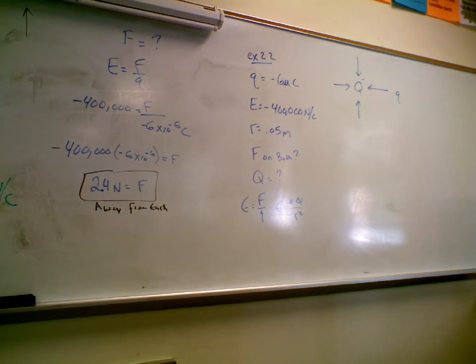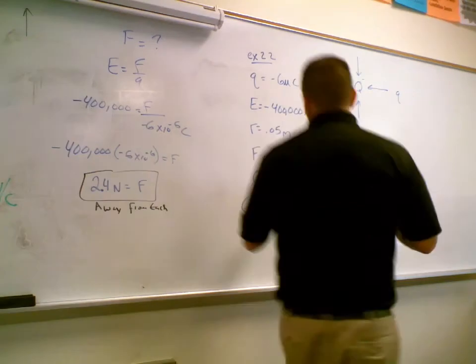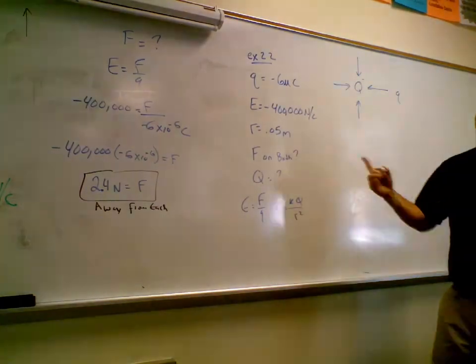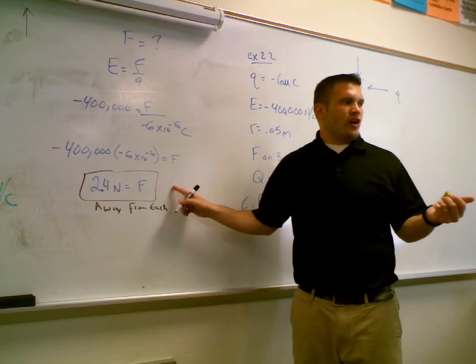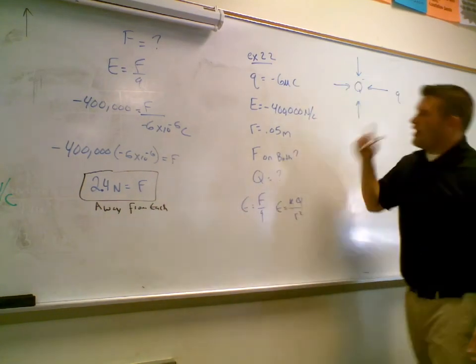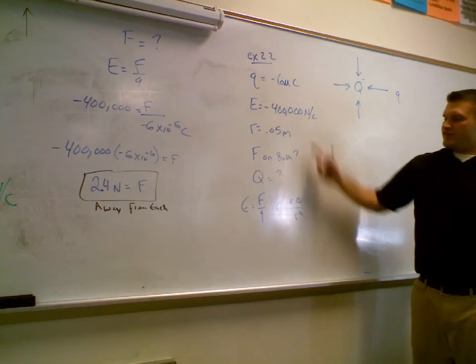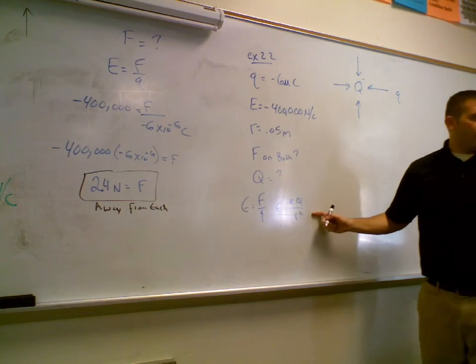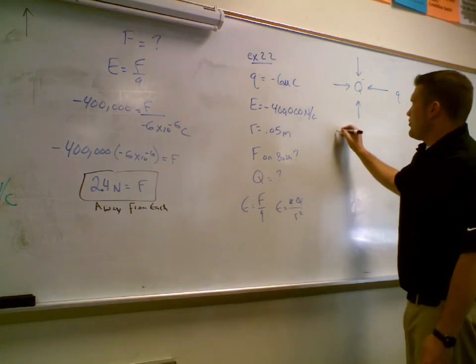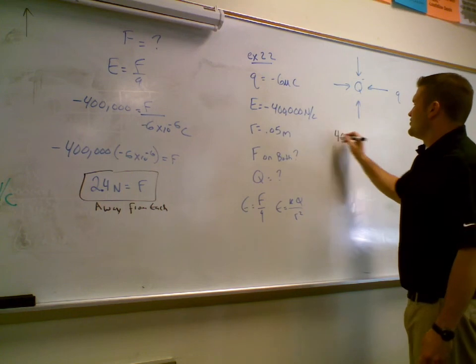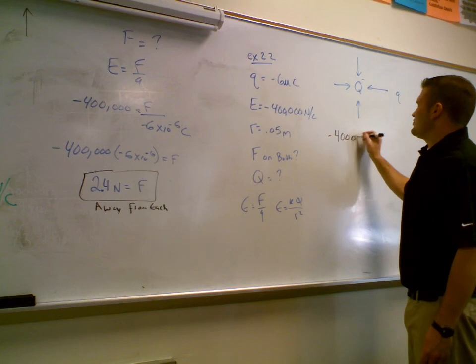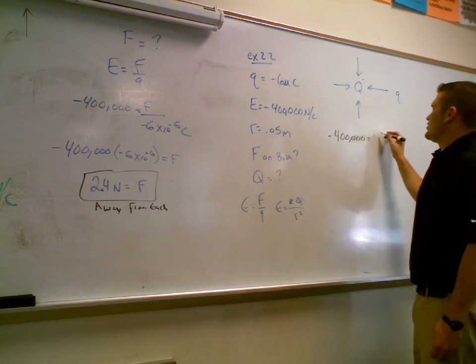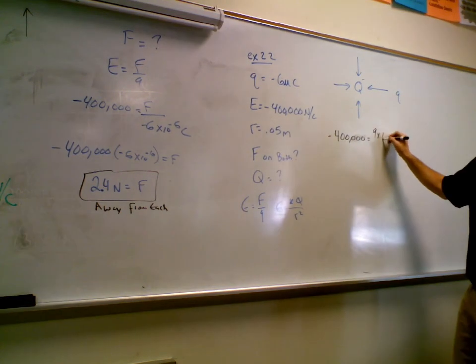Any questions? No. Alright, now the second part, we gotta figure out what big Q is. There's a couple ways. I can take this force and use Coulomb's law, KQq over R squared, and figure it out. Or I can take this electric field and use E equals KQ over R squared and figure it out that way. I want to do the second one. We're going to use E equals KQ over R squared to figure out big Q.